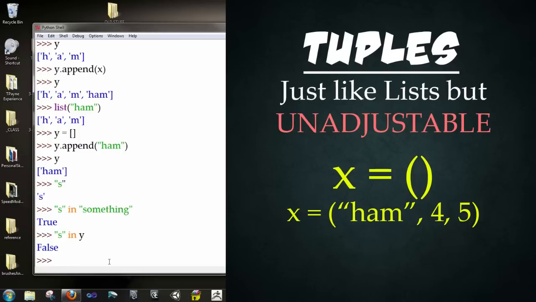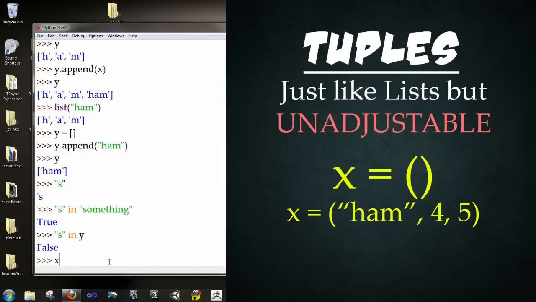The next guy I want to teach you about is tuples. Think of tuples as grocery lists, but they have a no return policy. In other words, they cannot be adjusted. Once they are created, they're pretty fixed. So how do you declare them?